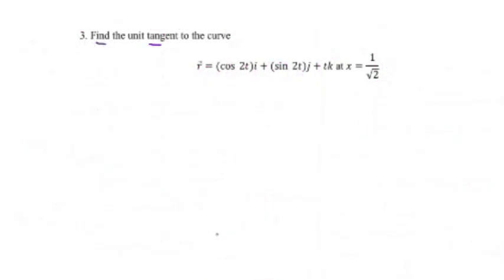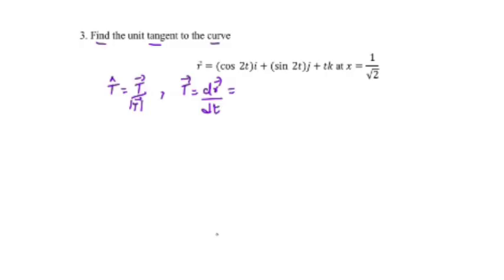Find the unit tangent to the curve. So we have to find the unit tangent to the curve. So what is the unit tangent of the curve? That will be t cap, which will be t vector divided by magnitude of t vector. First we need to find the t vector. So here what will be the t vector? T vector will be dr vector divided by dt, that is, we are going to differentiate r with respect to t.